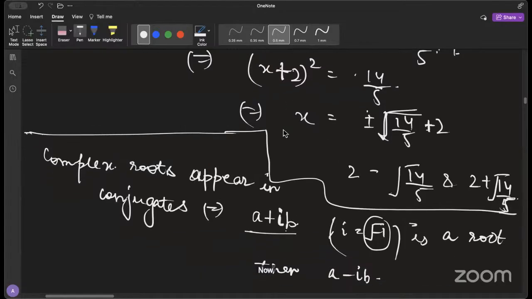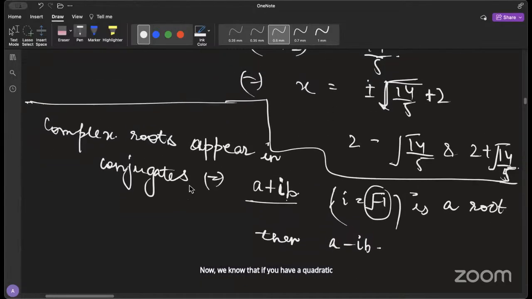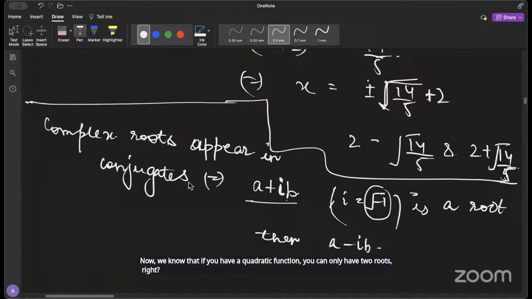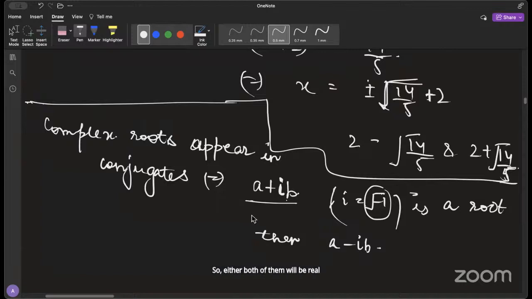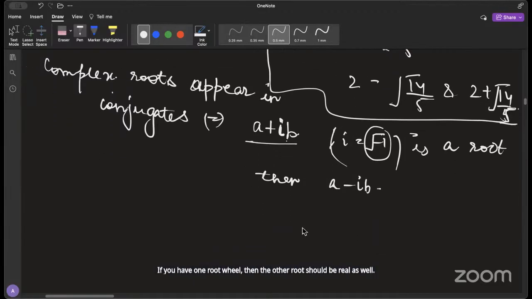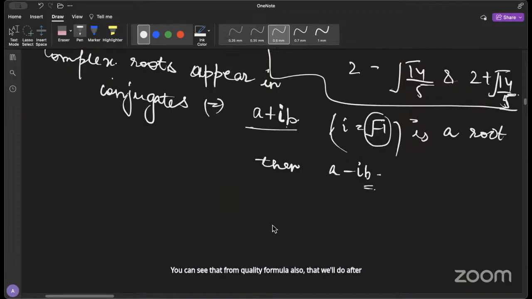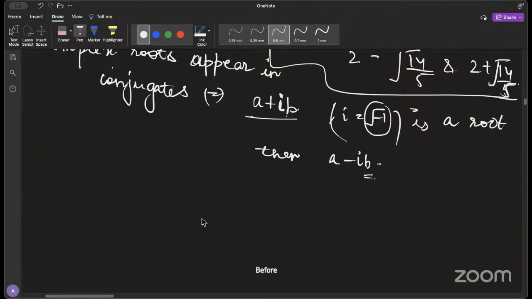Now we know that if you have a quadratic function, you can only have two roots, right? So either both of them will be real or both of them will be complex conjugates of each other, right? If you have one complex root, the other root should be complex as well. If you have one root real, then the other root should be real as well. We can see that from the quadratic formula also, that we'll do after this one. Before that, let's discuss one more thing.